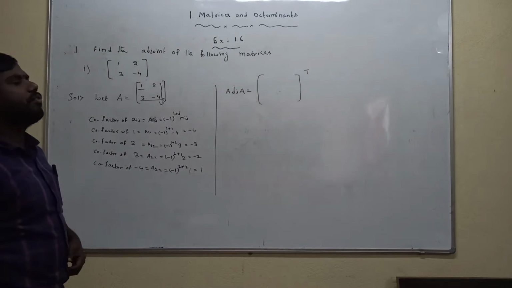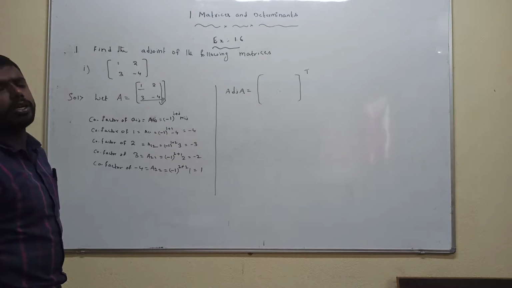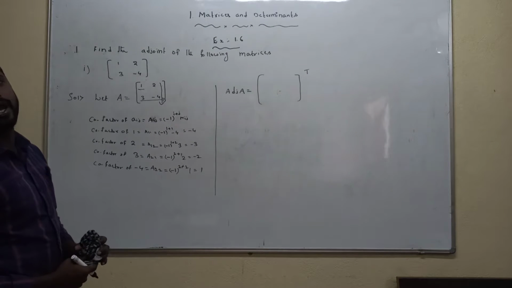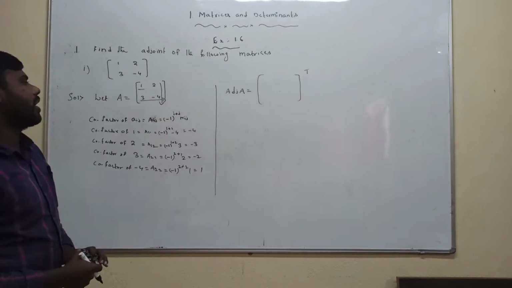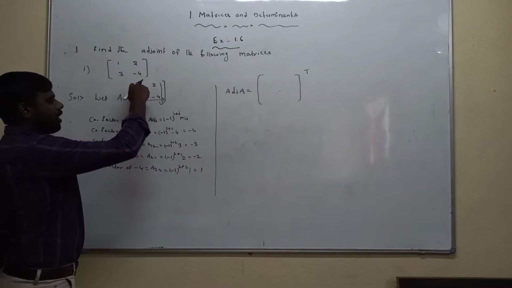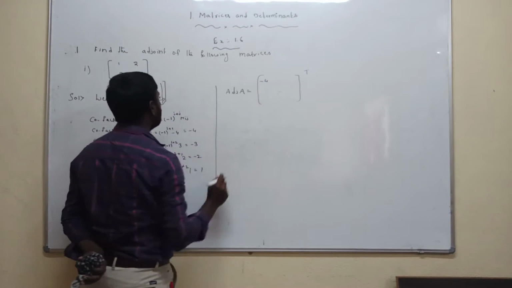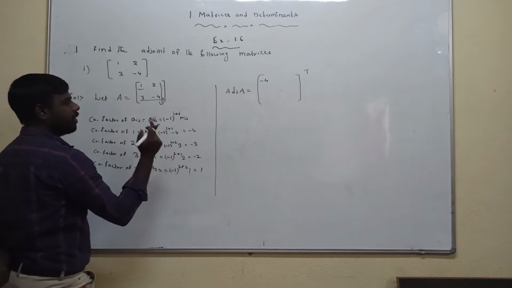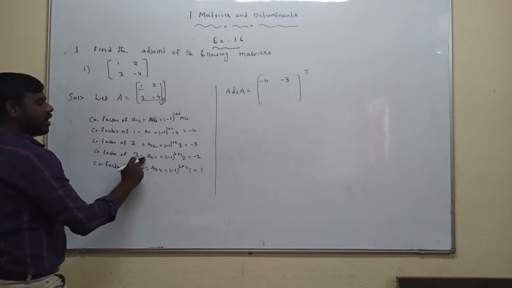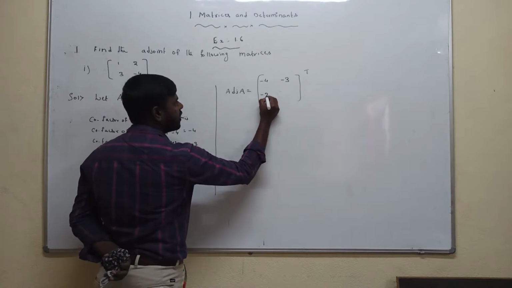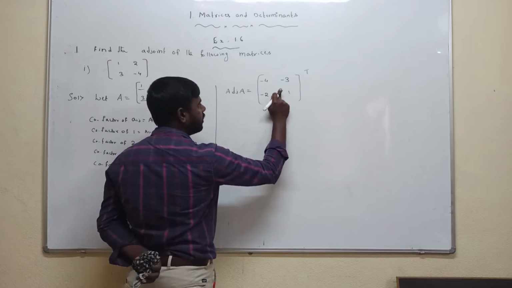So the adjoint of a square matrix is nothing but the transpose of the matrix of cofactors A_ij. The capital A_ij is nothing but the cofactor of the element a_ij. Now the cofactor of 1 we are taking. What element are we getting? Minus 4. Cofactor of 2 we are taking. What element are we getting? Minus 3. Next, cofactor of 3 we are taking. What value are we getting? Minus 2. Cofactor of minus 4 we are taking. The element we get is 1.